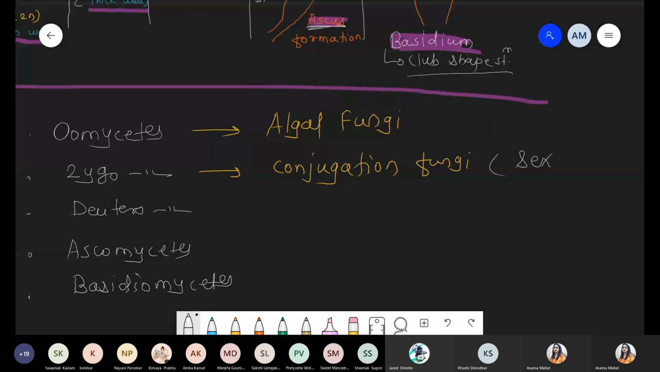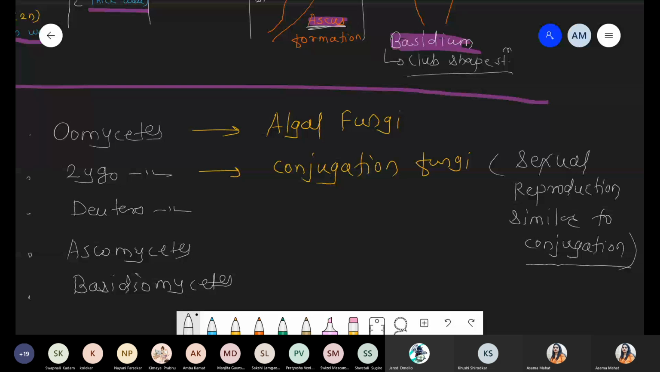Sexual reproduction is similar to conjugation. Now what happens during conjugation? There is a formation of the conjugation tube. The same scenario happens with respect to zygomycetes. Between two mycelium structures, there is a formation of a conjugation tube-like structure. That's why zygomycetes is also called the conjugation fungi.